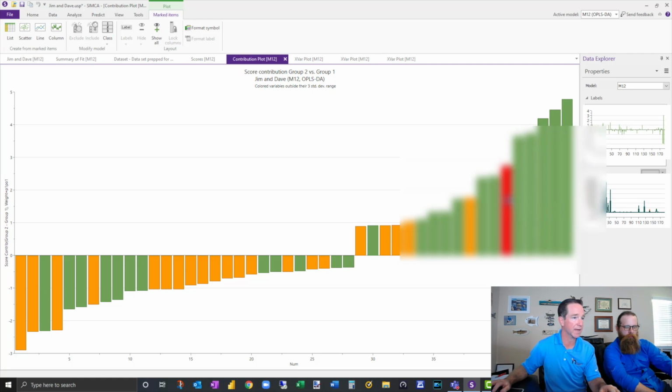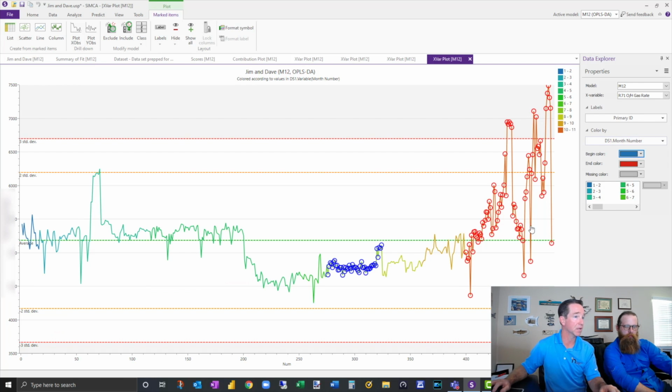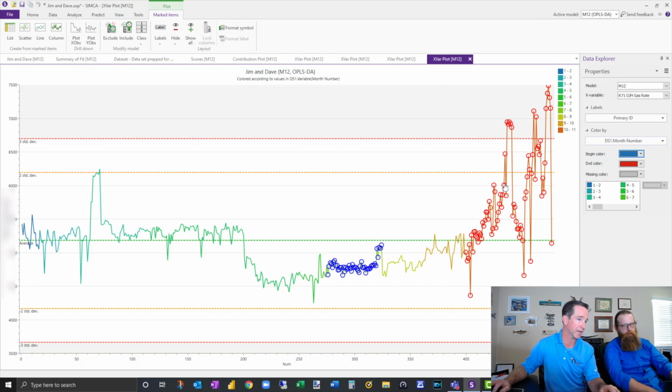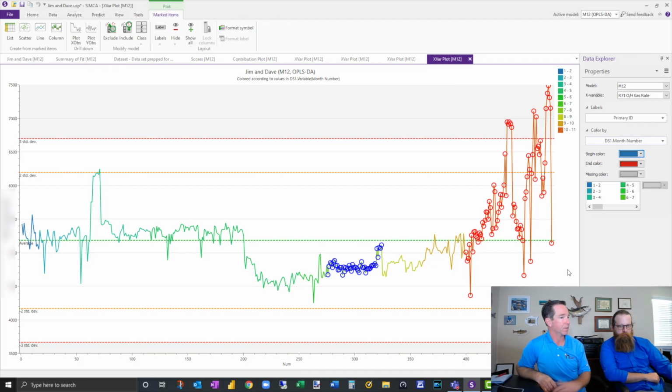Let's see. Here's a gas rate. Okay, and we can see this was around October 20th. It was starting to go up, and then it got really crazy. It got kind of unstable. But it was starting to trend up.